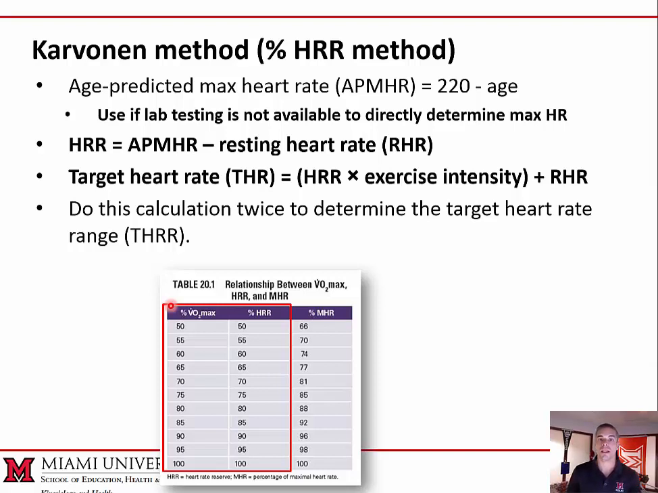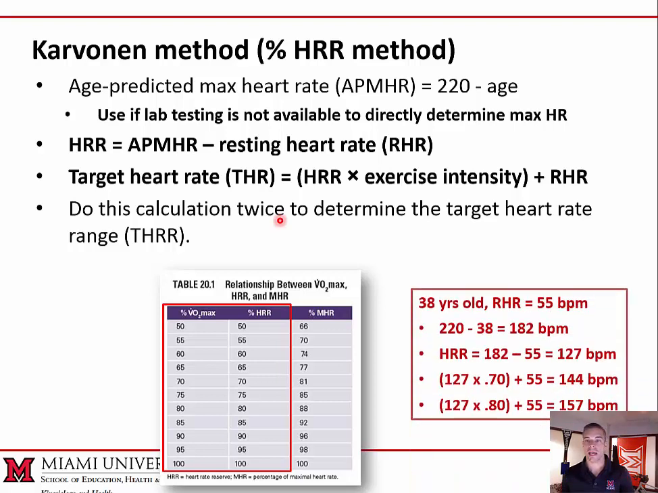Heart rate reserve is simply max minus rest. So we take age-predicted max heart rate minus the resting heart rate. It gives us heart rate reserve. And then we calculate what we call a target heart rate, where we take heart rate reserve times the exercise intensity. So this is the intensity of exercise we want the athlete to work at. Then we have to add back the resting heart rate. This is an important step that a lot of people forget about. And we do this calculation twice to determine what is called the target heart rate range.